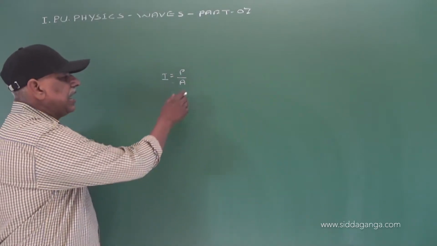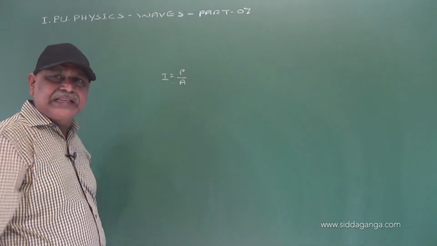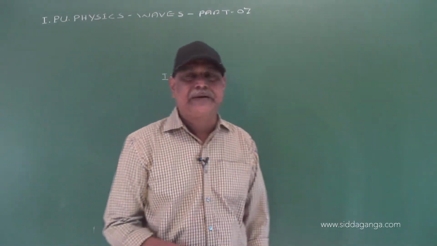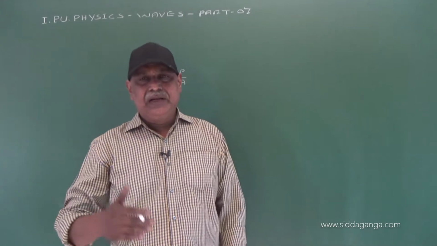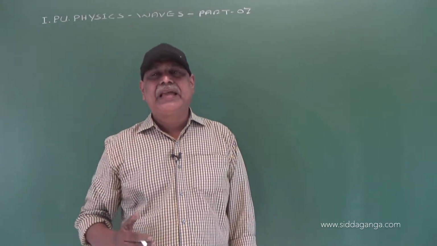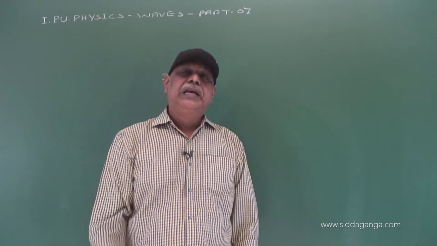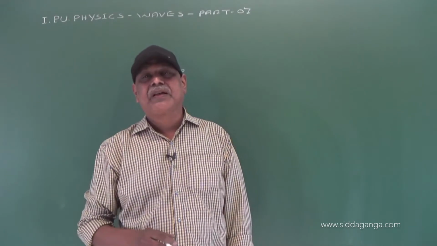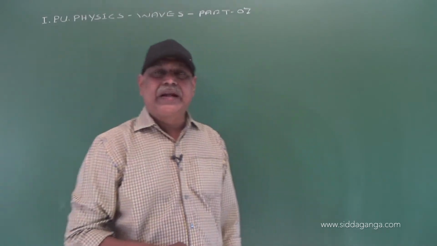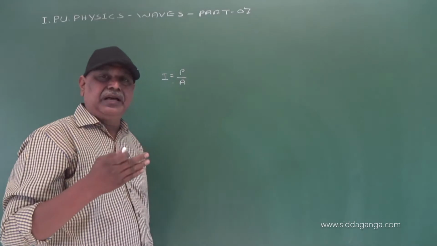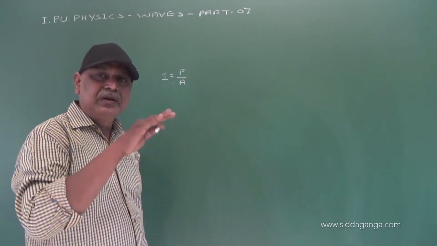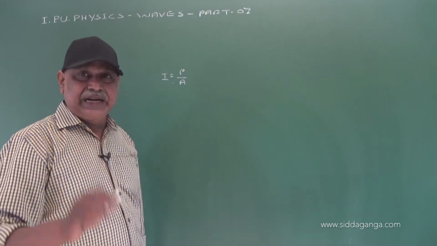And here, as the area increases, the intensity decreases. So when I am speaking, a person in front of me can hear me loudly, but a person far away from me cannot hear the sound. It is because, as the distance between the speaker and the listener increases, the intensity goes on decreasing.